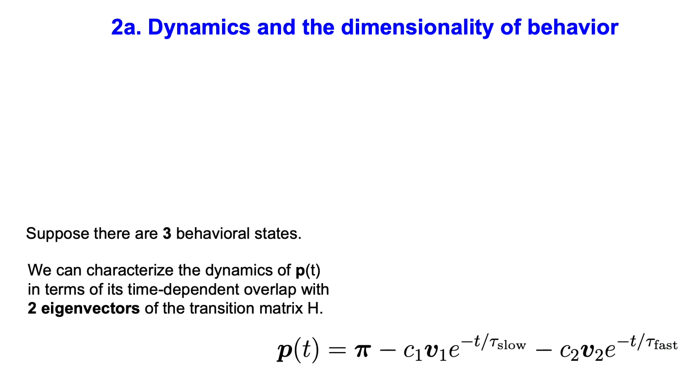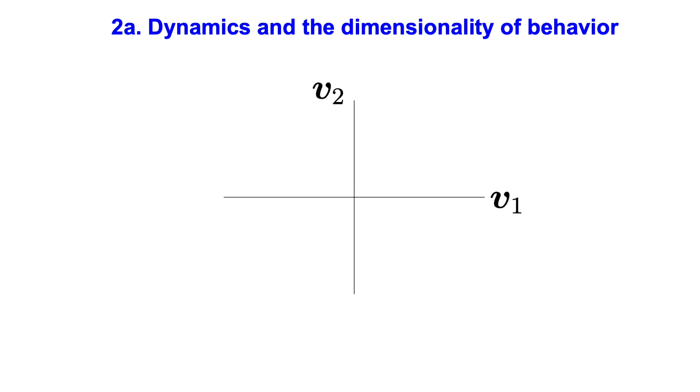It turns out mathematically you can show under certain assumptions that your probability of doing any behavior over time has 3 parts. One is pi, the thing you're doing at equilibrium. And then there are 2 other parts that represent transient contributions, and these can decay at different rates. So you can plot your probability vector as a function of time on an axis of the extent to which the V1 eigenvector of the transition matrix is still there, and the extent to which the V2 component of the transition matrix is also there. So there's the dot. It tells you how far you are from equilibrium.